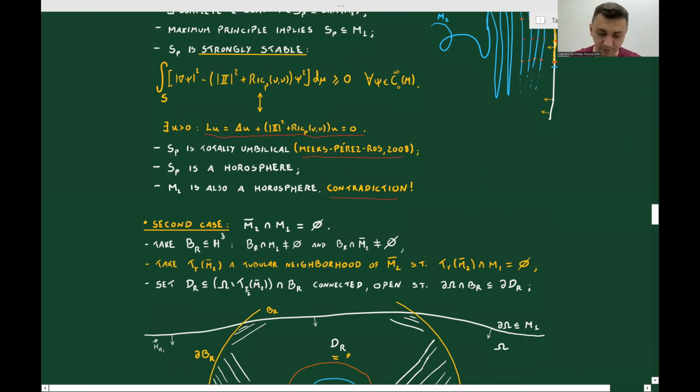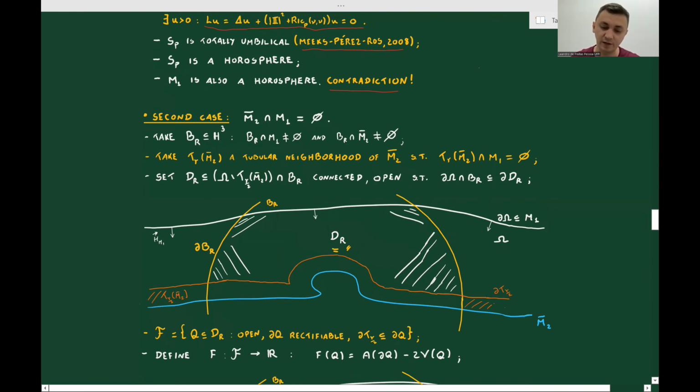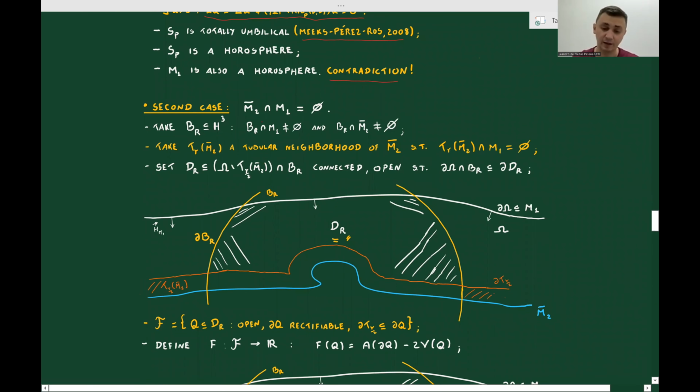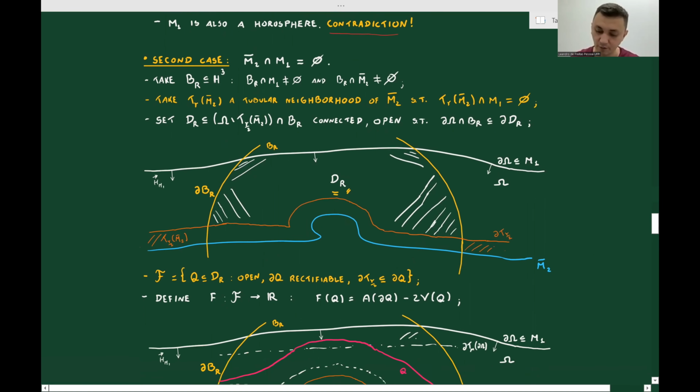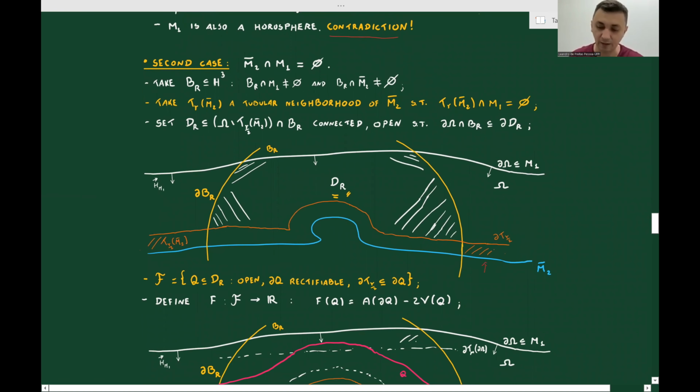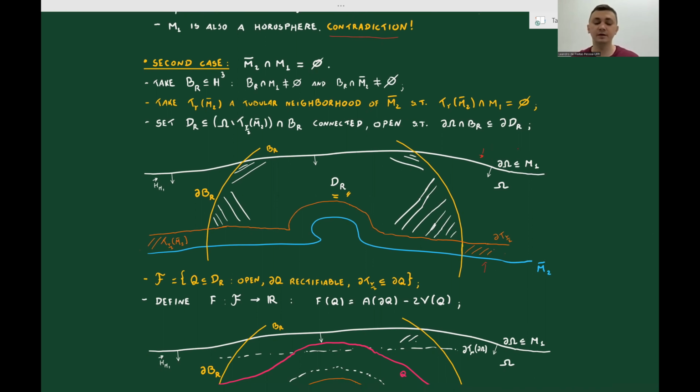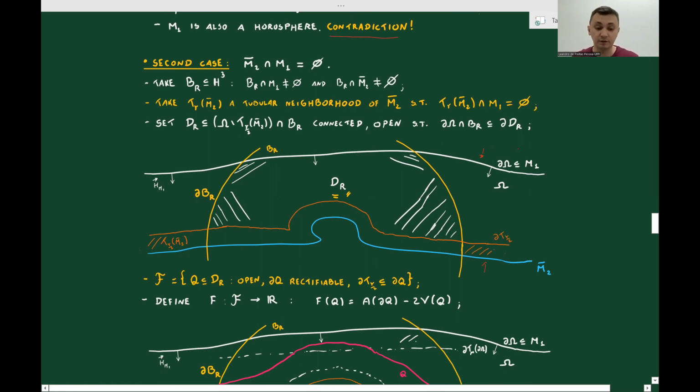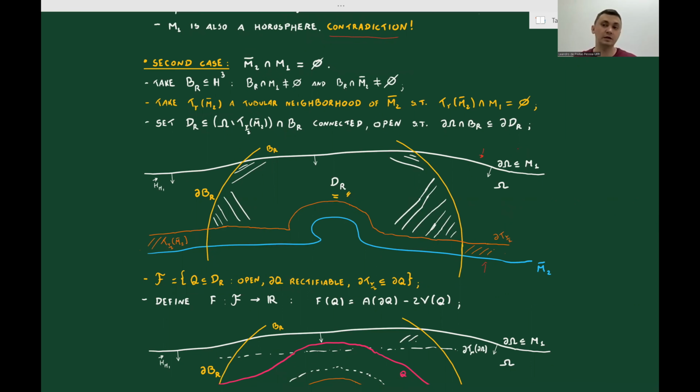Now, let's see the second case. In the second case, M1 does not intersect the closure of M2. So we have some space in between the closure of M2, which I just draw here in blue, and the boundary of omega, which is inside M1. Okay, so we have this picture here, we have some space in between them, and the idea now is I would like to build some surface in between them, which will be again a horosphere, and we will get a contradiction. Okay, how to do that?